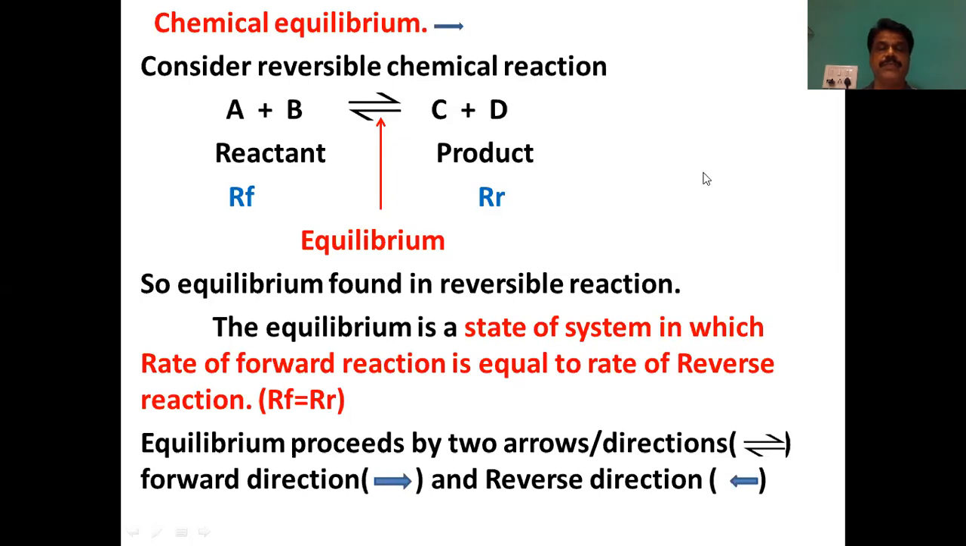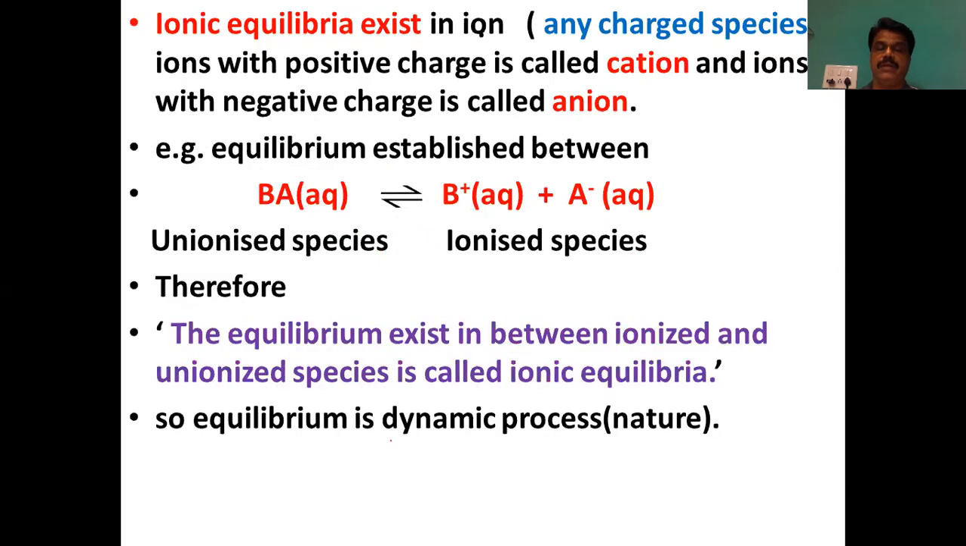This equilibrium proceeds by two arrows. This is the forward arrow, and this is the backward arrow, also called the reverse arrow. That means equilibrium proceeds by two arrows, the forward arrow and the reverse arrow. Then ionic equilibria exist in ions.